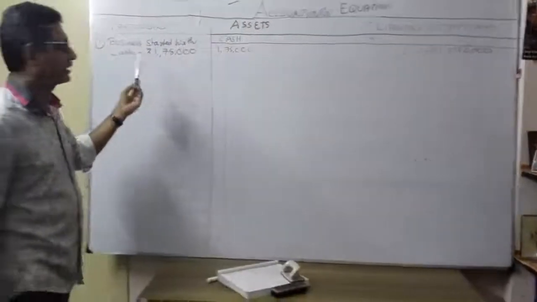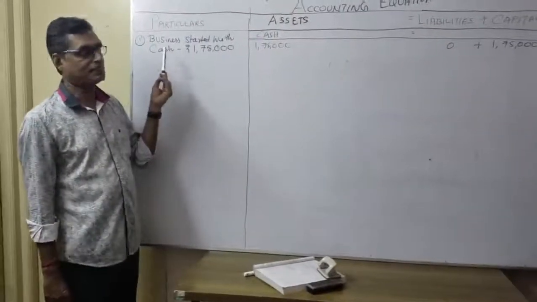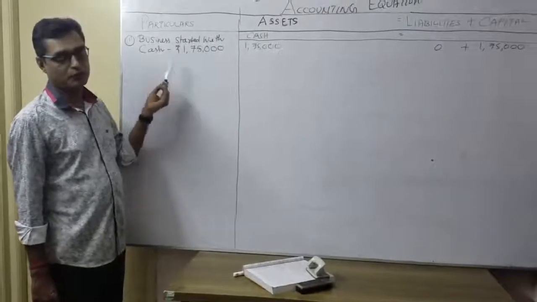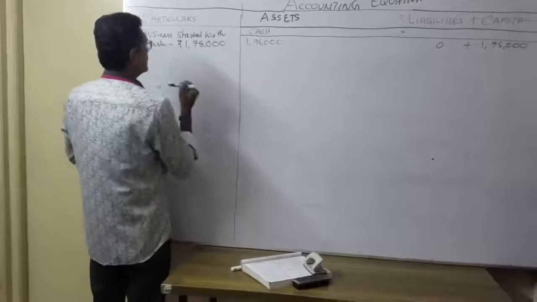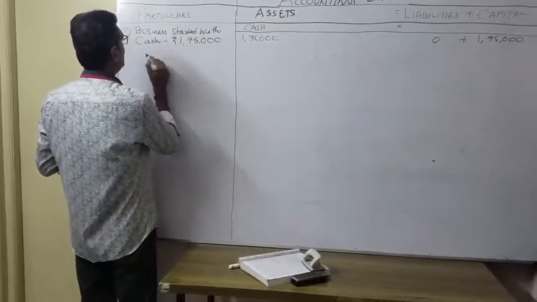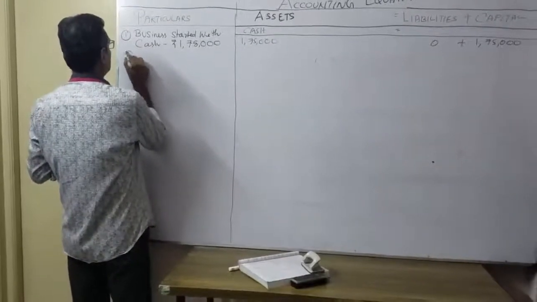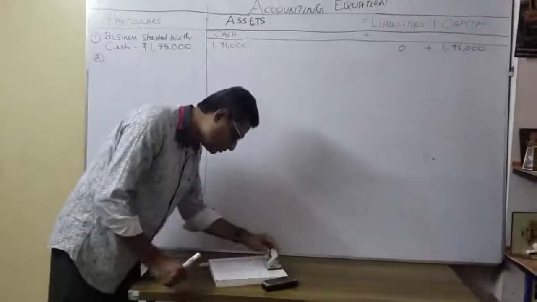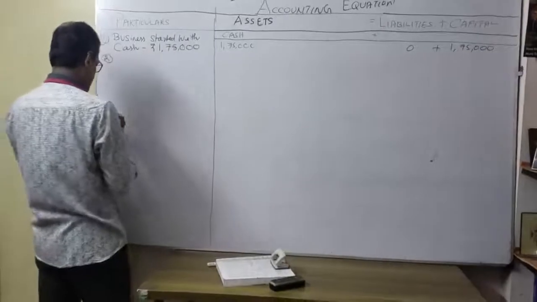First transaction. This is called a business transaction, that's a business activity: business started with cash. Okay, I have understood. Now you are going to write the second transaction. What is the second one? I will write it: purchased goods from Rohit. See, purchased goods.